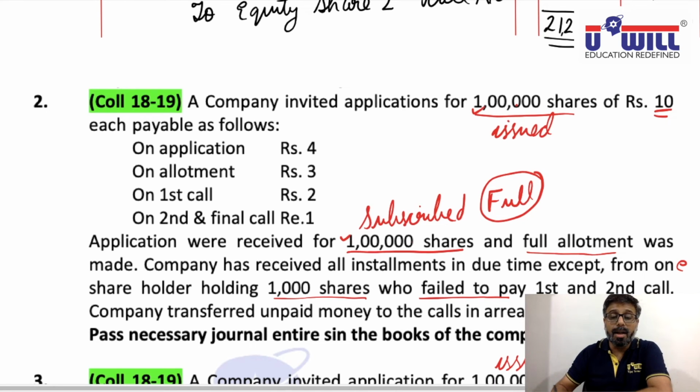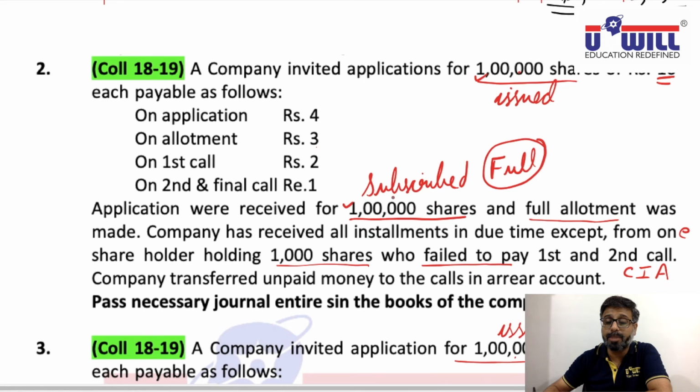A company invited applications for 1 lakh shares of rupees 10 each payable as follows. So all of you mark 1 lakh as issued. Now, how is it to be paid? On application 4, allotment 3, first call 2, second and final call 1. You can cross check. 4 plus 3, 7 plus 2, 9 plus 1 makes it 10 rupees. Now applications were received for 1 lakh shares. Market has subscribed. Now see here, issued 1 lakh, applications 1 lakh. So it's a case of full subscription.